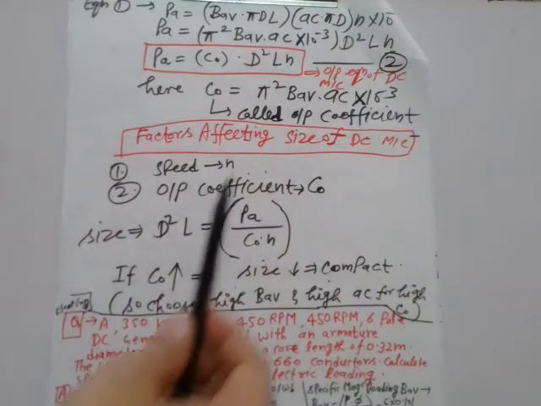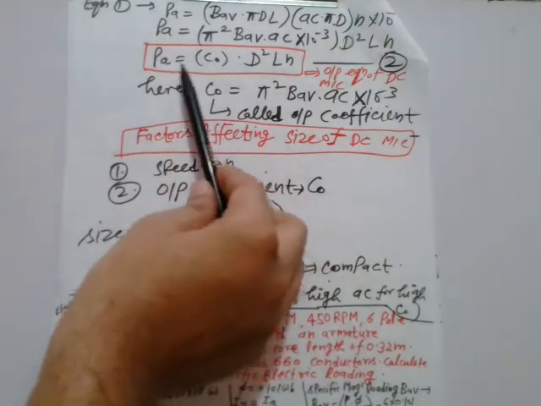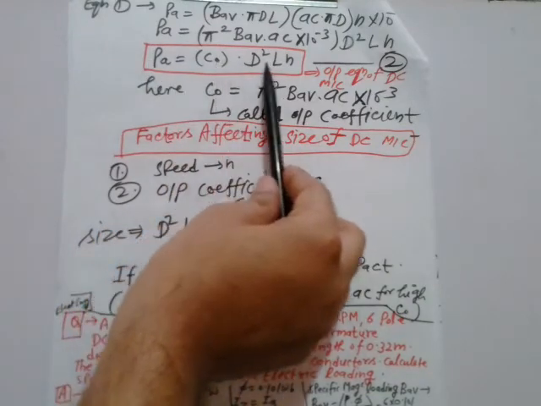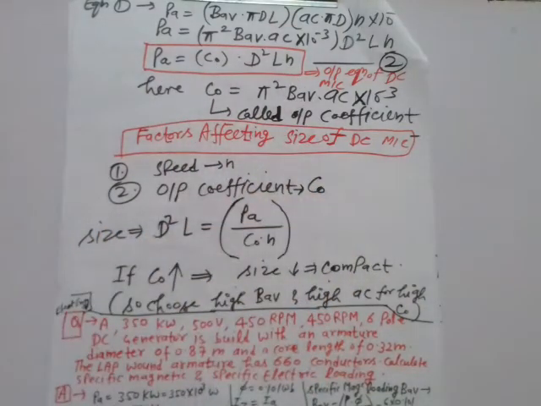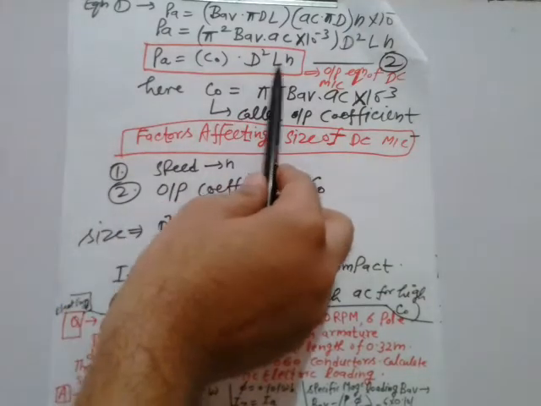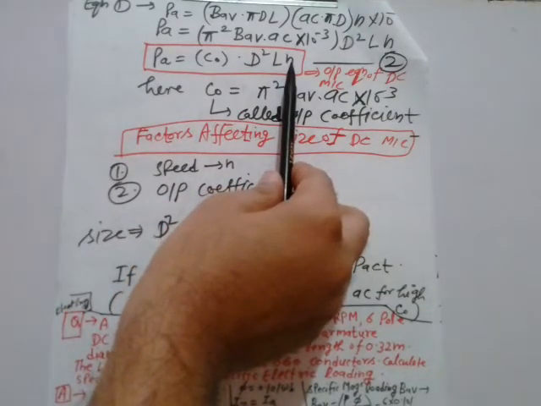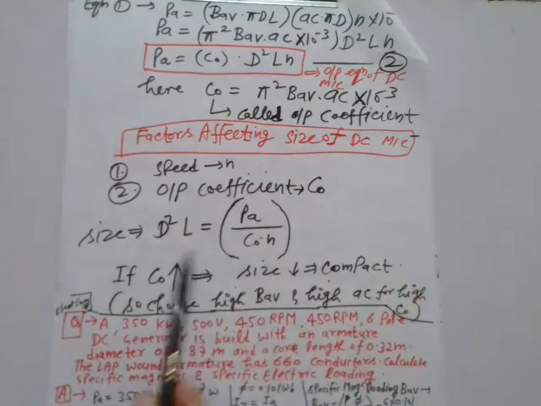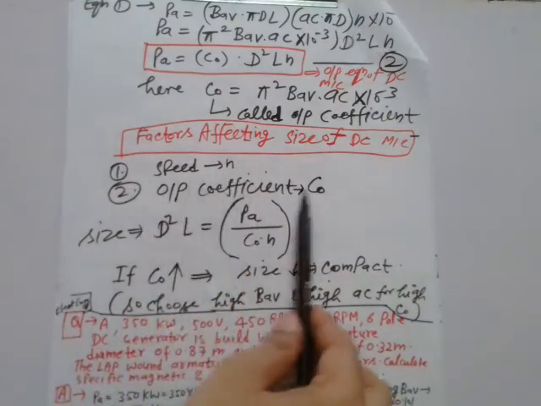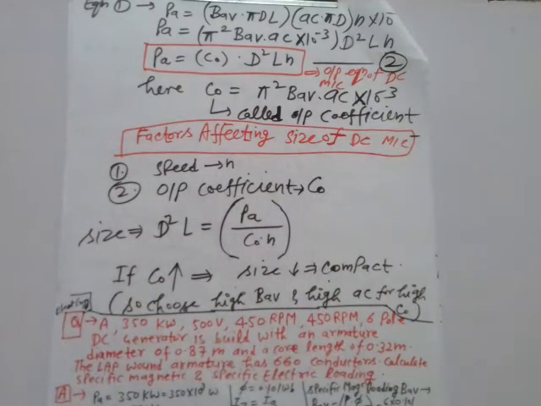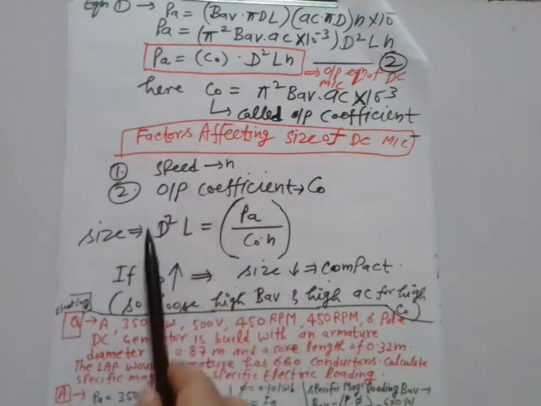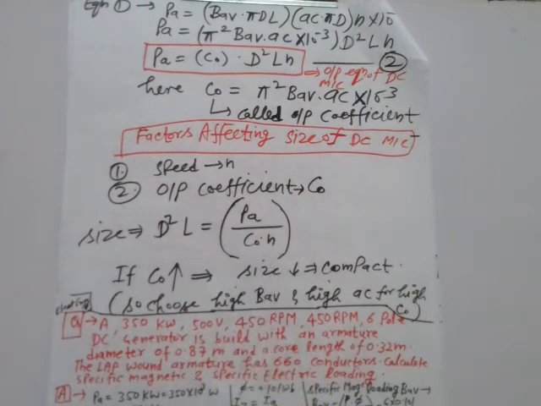So now your output equation becomes PA is equal to C naught d square ln. D is the diameter, L is the length, small n is the speed in revolutions per second, and C naught is the output coefficient. So from here you write d square L is equal to PA by C naught n.